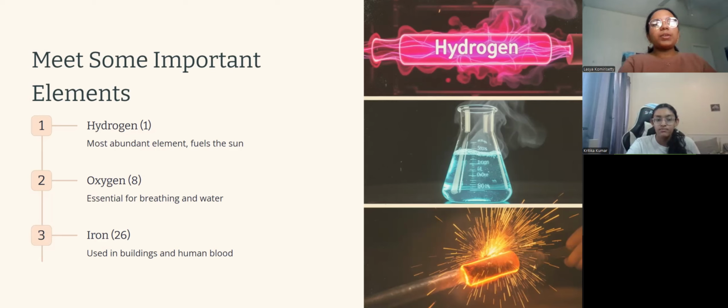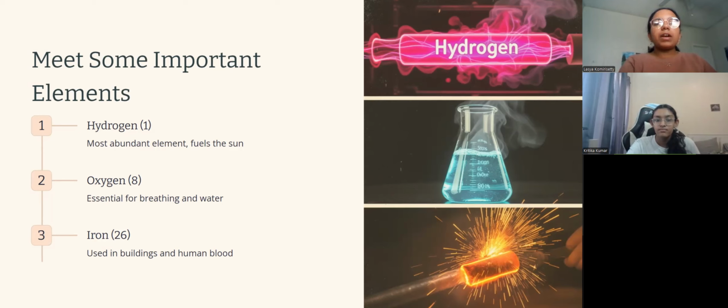Then we have oxygen. Oxygen is what we breathe in, right? So it's essential for breathing, and it's also an element that makes up water. So it's really important for us, and it's located at number 8 in the periodic table. So its atomic number is 8.